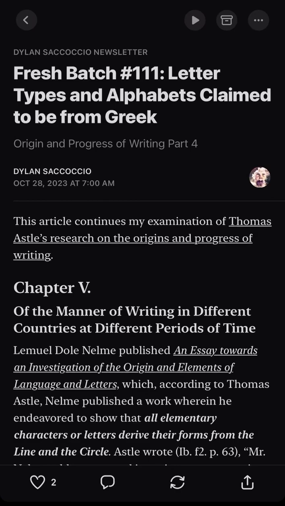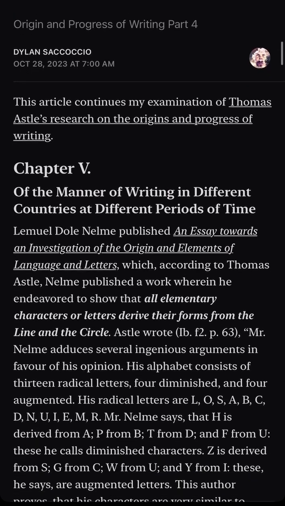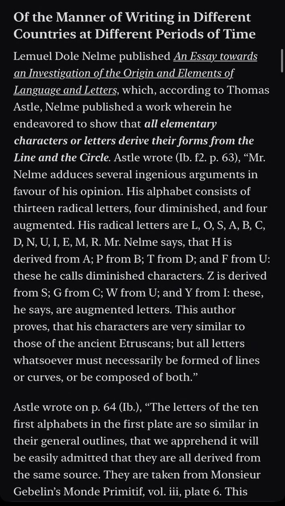Chapter 5. Of the manner of writing in different countries at different periods of time. Lemuel Dole Nelmy published an essay towards an investigation of the origin and elements of language and letters, which, according to Thomas Astle, Nelmy published a work wherein he endeavored to show that all elementary characters or letters derive their forms from the line and the circle.